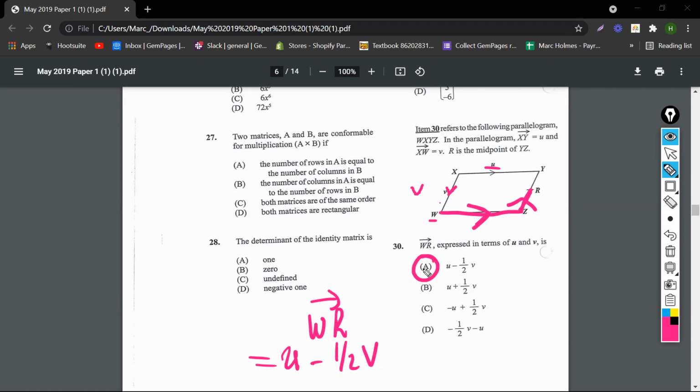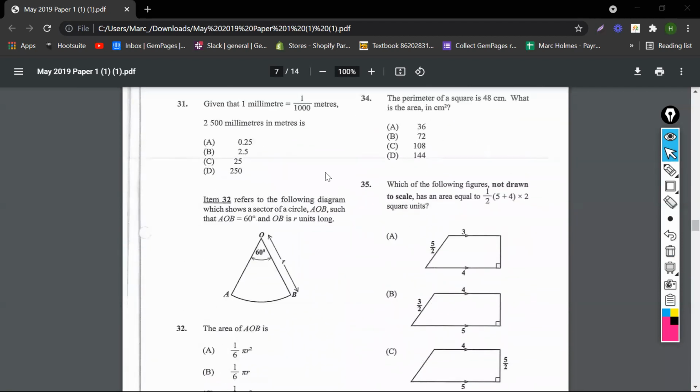I think that would make perfect sense. My answer would be A. Anybody have any issues with this? Talk to me, guys. Oh, it makes sense. Everybody okay? So let's move on to 31 now.